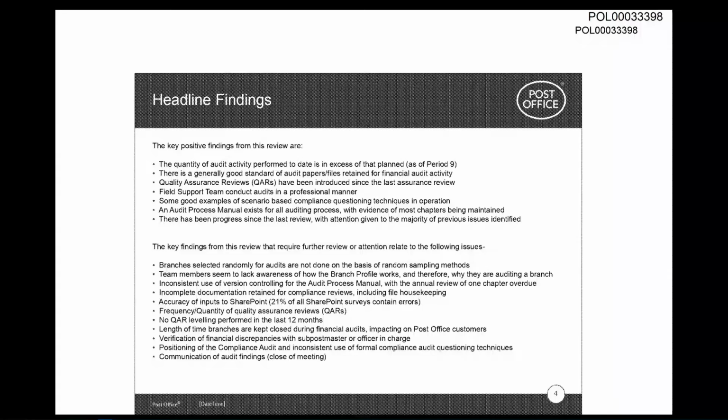Okay. We look at that page, which is page 4, and we go to the middle of the page. It says, the key findings from this review that require further review or attention relate to the following issues. So if we centre ourselves on the date, this is 2011. You've spoken to Mr. Blake more generally about the process of audit and the difficulties that you've discussed with him. So let's just have a look at some of the details. Branches selected randomly for audits are not done on the basis of random sampling methods. So if we unpick that, it doesn't sound as though there are random audits. Is that right?